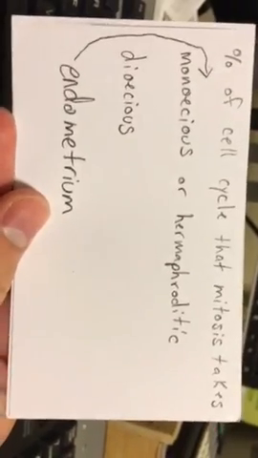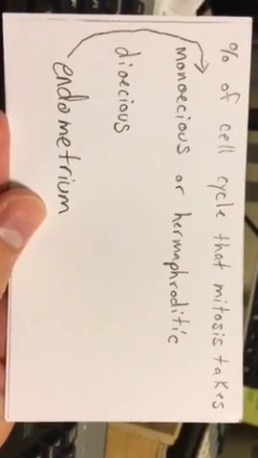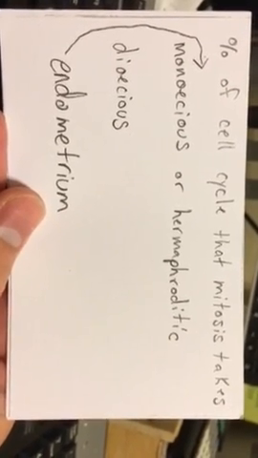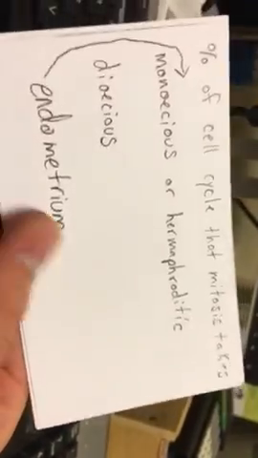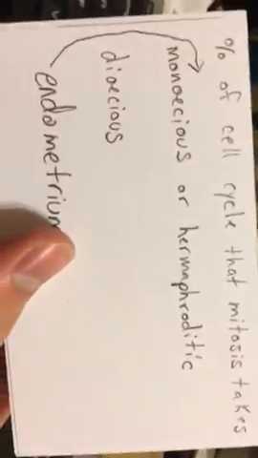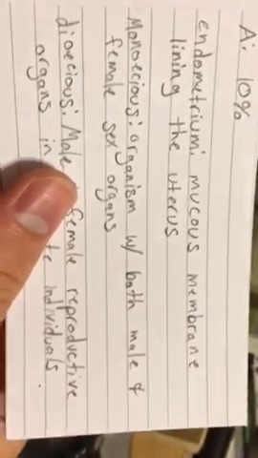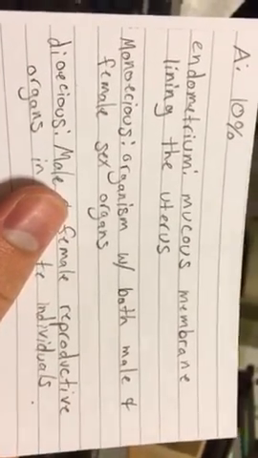What percent of the cell cycle does mitosis take up? It is 10%. Okay, the endometrium is what? Endometrium is the mucous membrane lining of the uterus.